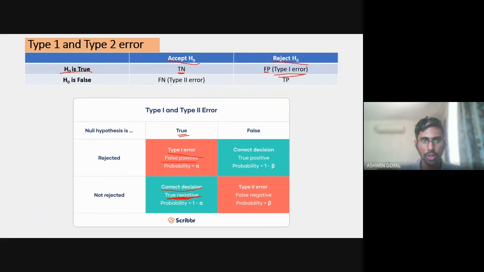So type 2 error is when we have accepted the null hypothesis, but it was actually false. So that is the null hypothesis.